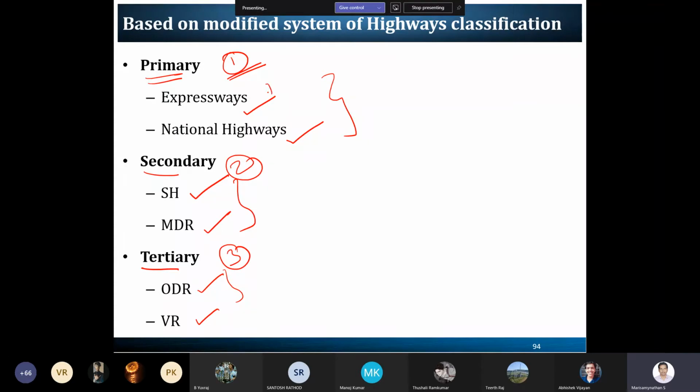but instead of the 5 classifications, we added one more, which is nothing but the expressway. So this is the final road classification. Still we are following it for the Indian conditions.